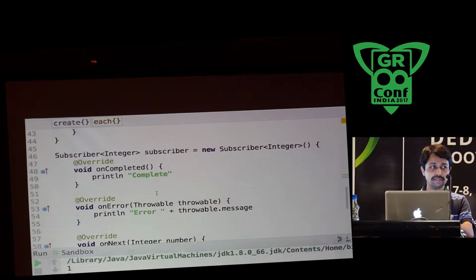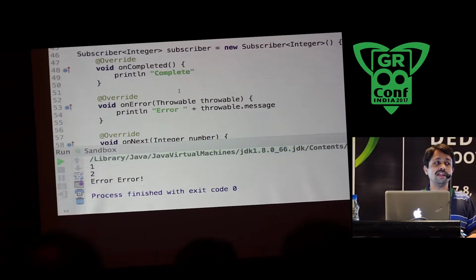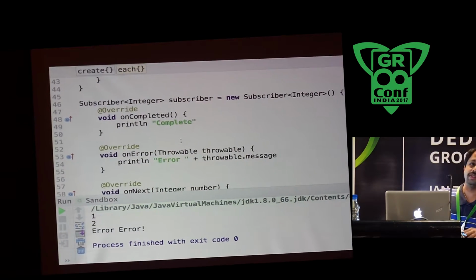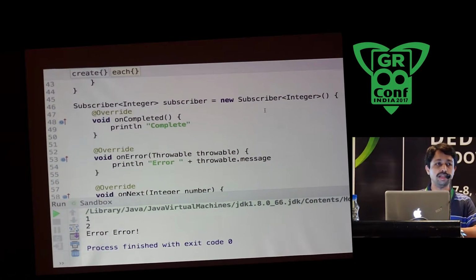Currently, with these examples, all of them are running in a single thread. Subscriber and observable, they are not running in a different thread, but in a real life example, most probably that is going to be the case. That is, they are going to run on different threads. So any questions? Yes.